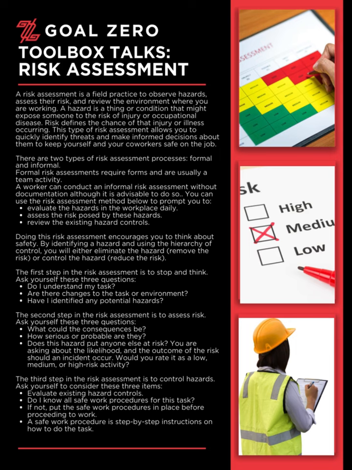The third step in the risk assessment is to control hazards. Ask yourself to consider these three items. Evaluate existing hazard controls. Do I know all safe work procedures for this task? If not, put the safe work procedures in place before proceeding to work. A safe work procedure is step-by-step instructions on how to do the task.